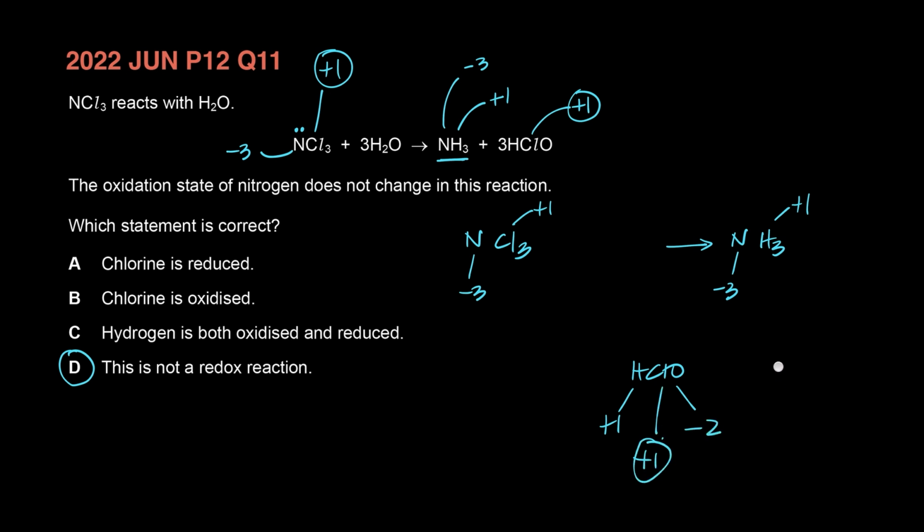So Cl's oxidation state doesn't change, and oxygens are always minus 2. Nitrogen is minus 3, chlorine plus 1, nothing really changed. So yeah, hydrogen is plus 1 here and plus 1 here. And that's the rule for hydrogen. Unless it's a hydrazine, it will always stay plus 1. So here the answer is delta.